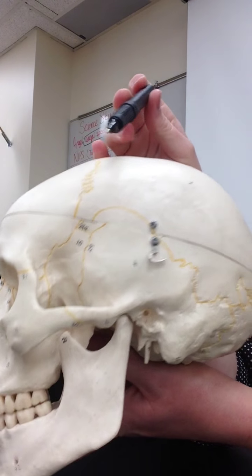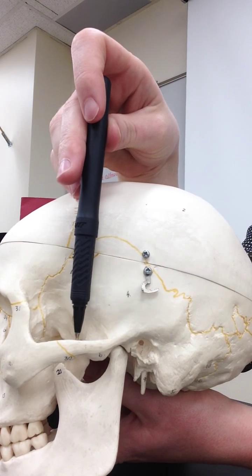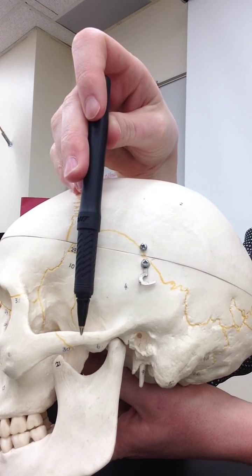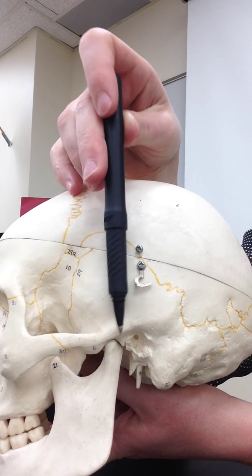Then the last structure I want you to know of the temporal bone is your zygomatic process. So this one here, you can see this is your zygomatic process of your temporal bone.